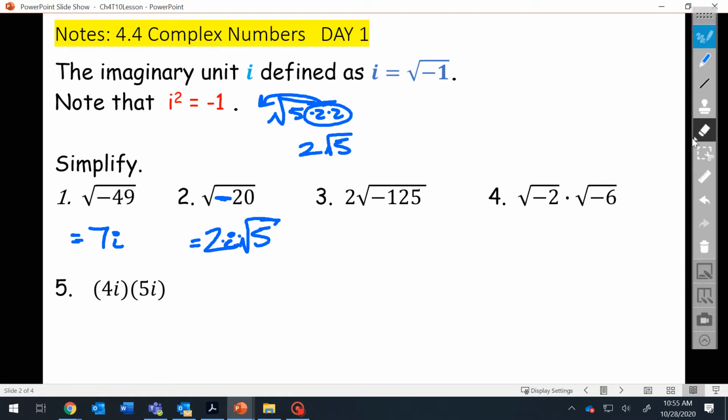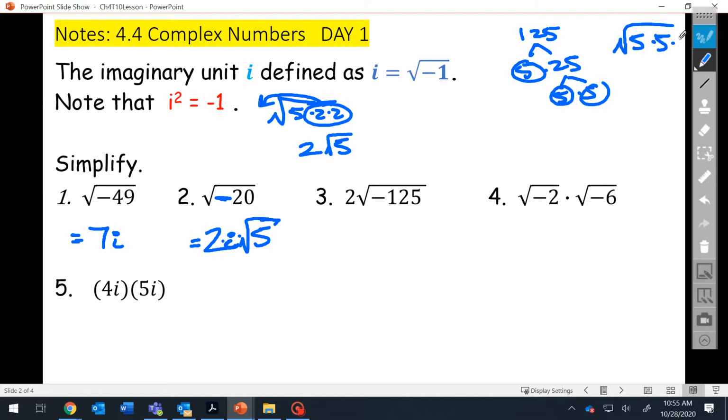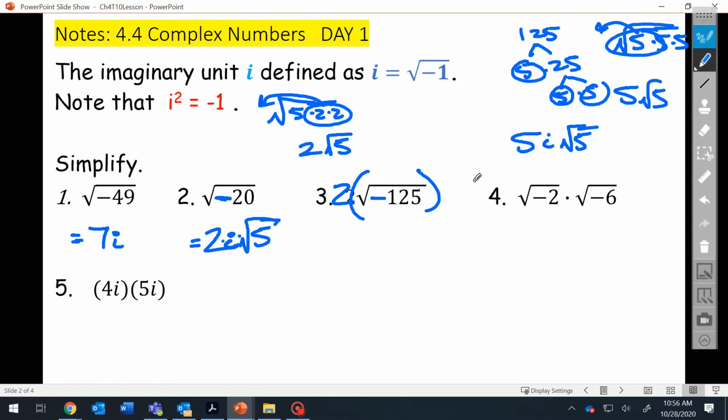Next we have 2 square root of negative 125. So 125 breaks up into 5 times 25. And 25 is 5 times 5. So 125 is 3 5s. Well, a pair of 5s can come out, so this is 5 square root 5. But it's a negative 125, so this is actually 5i square root 5. So negative 125 is 5i square root 5.